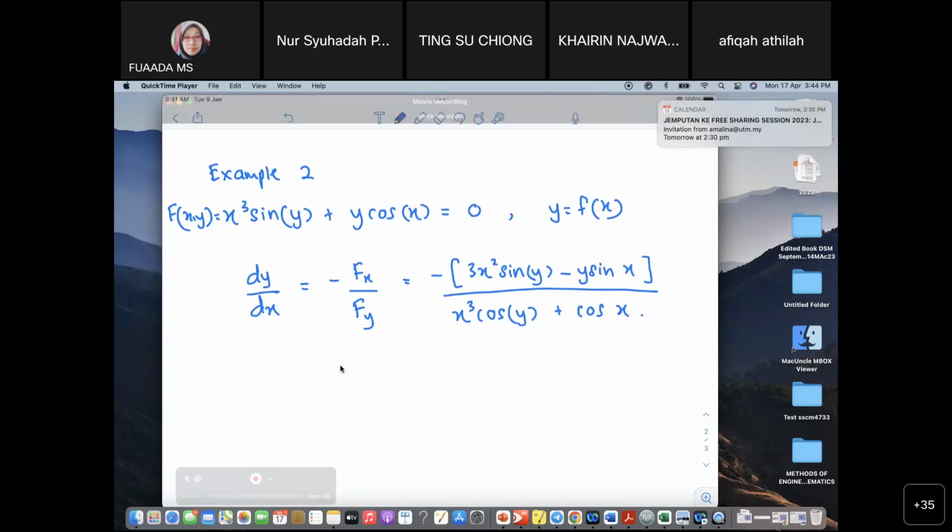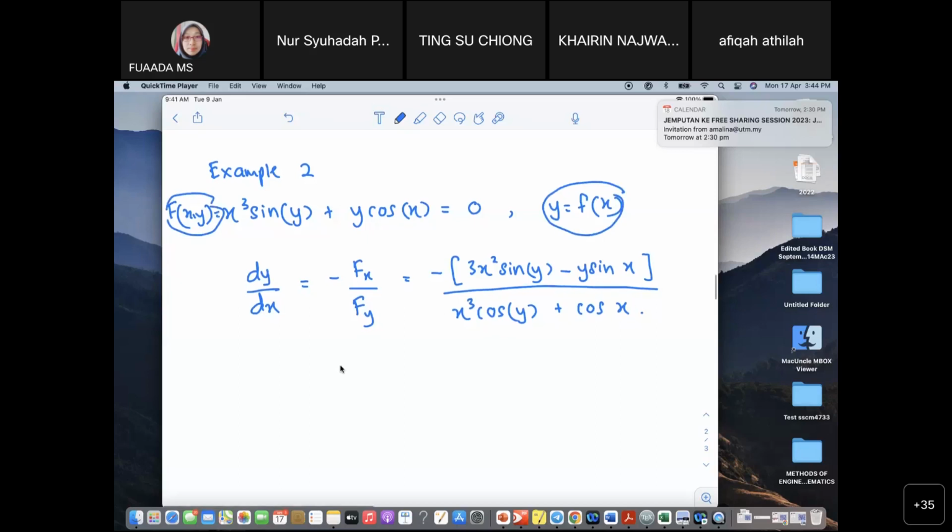Okay, ada soalan ke untuk implicit derivative ni? Ada part yang masih unclear? Tak ada. So, kita tengok yang lain pula. Ini untuk single variable. Bila single variable, dia akan pergi ke two variable. Okay, now we look at it.